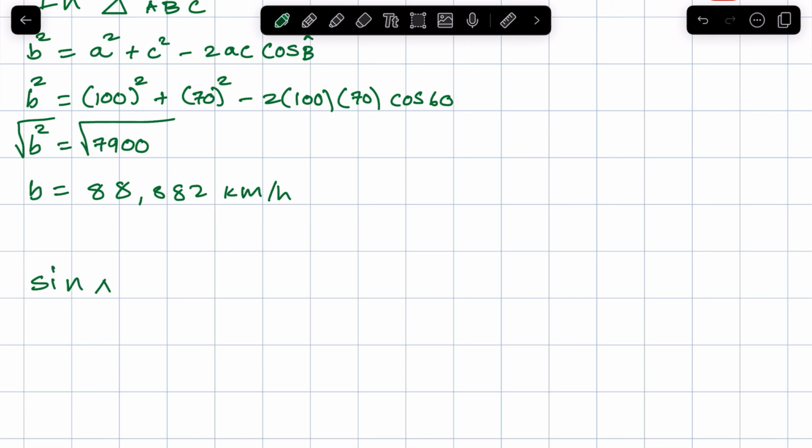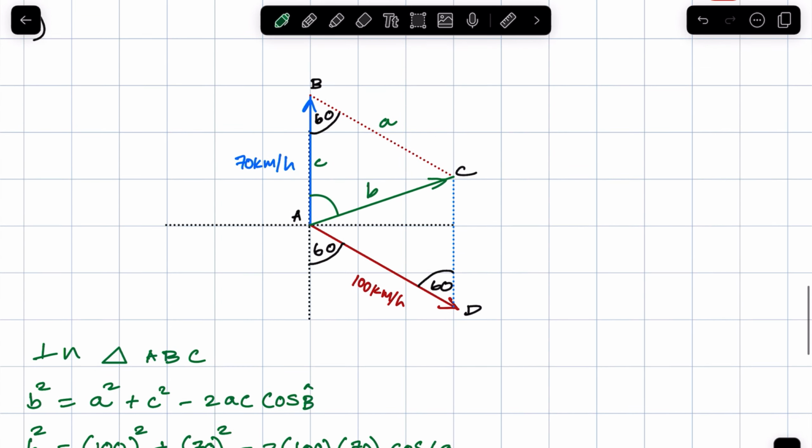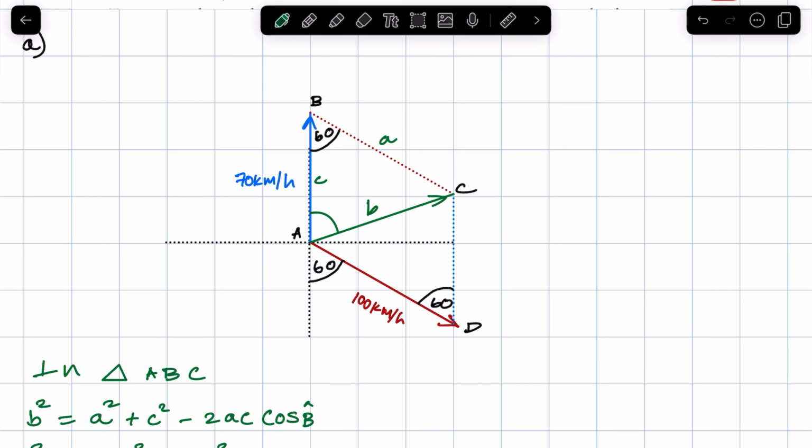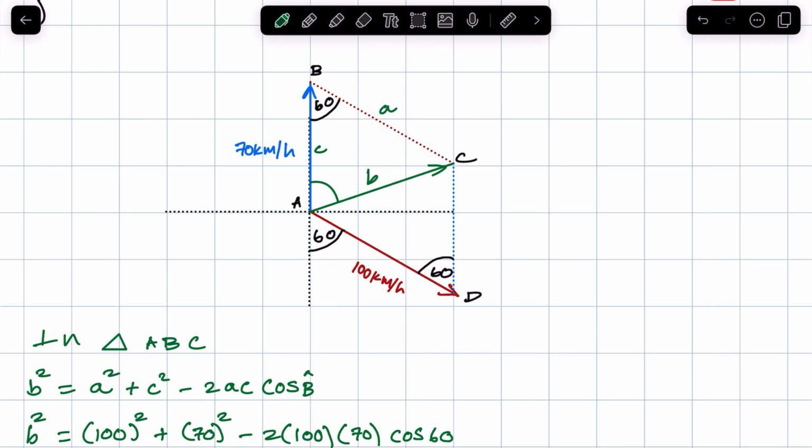So sine A over the 70 kilometers per hour.